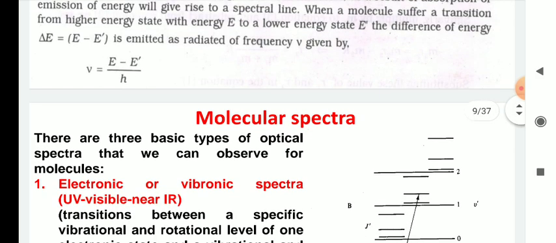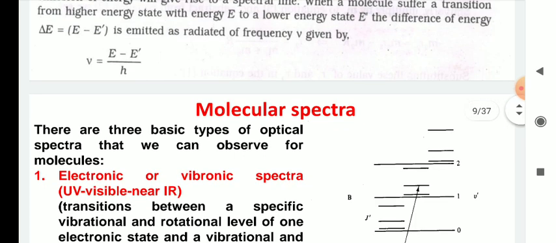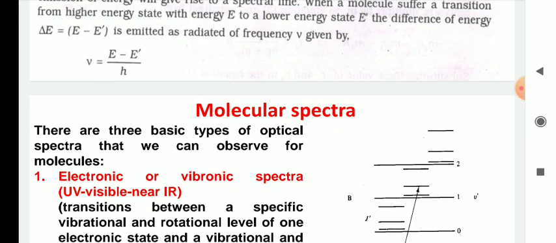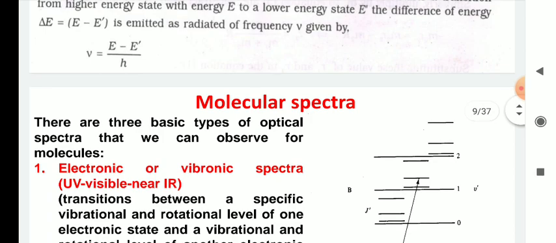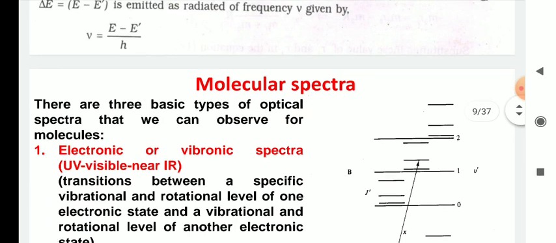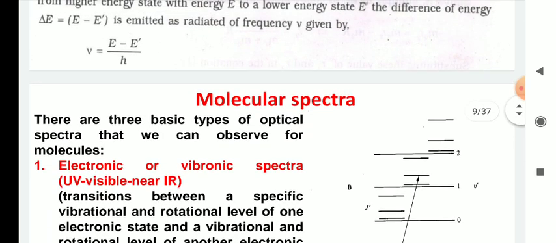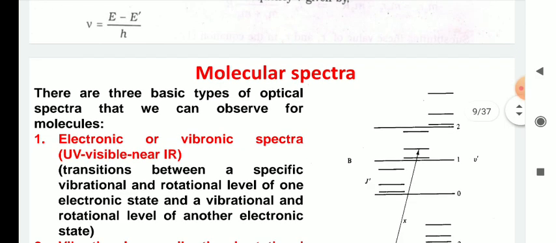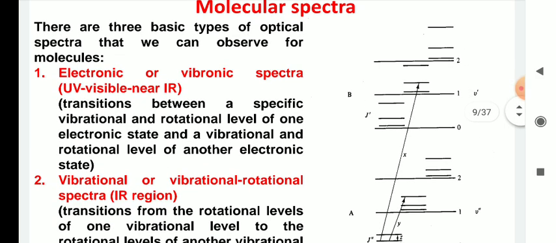energy state E dash, the difference in the energy, given by delta E equal to E minus E dash, is emitted as radiation of frequency nu, and is given by nu equal to (E minus E dash) divided by h. The molecular spectra.